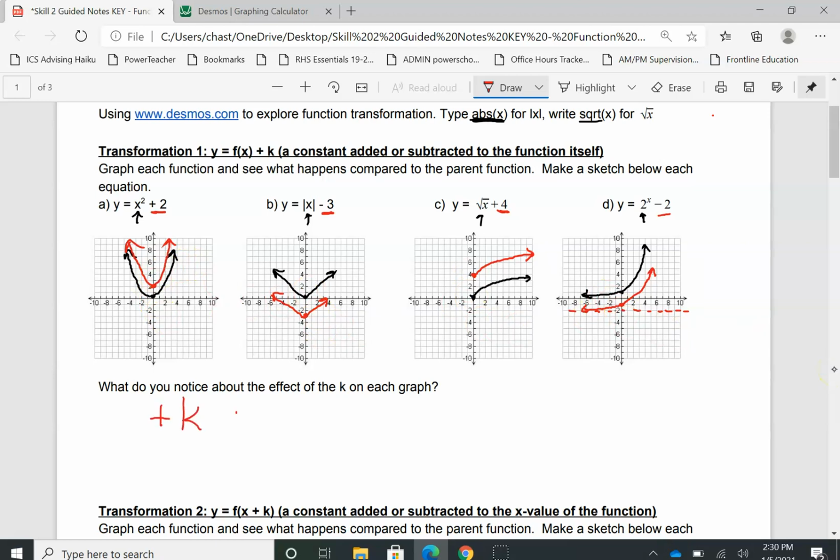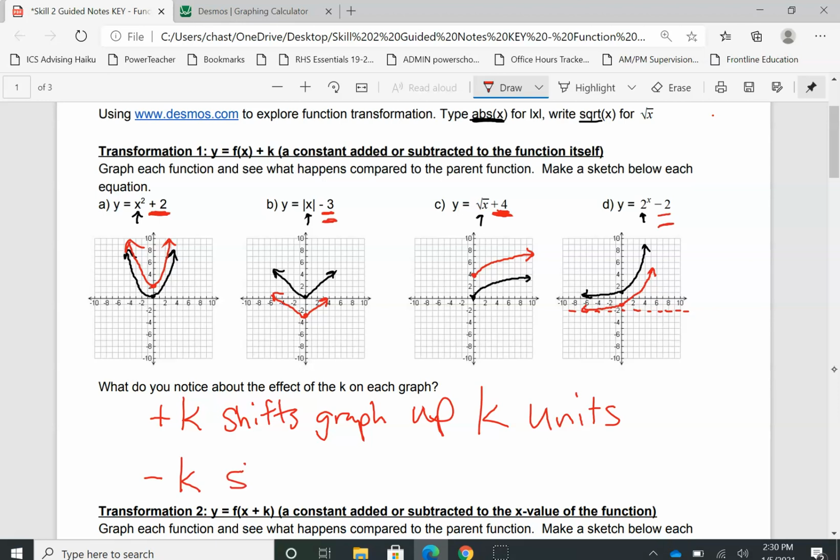So plus k shifts the graph up. Anytime we had a plus something, the graph moved up. And if we had a minus k, such as in example B and example D, it shifts the graph down k units. And so that's what happens when you have a number being added or subtracted to a function. So look for it at the end.